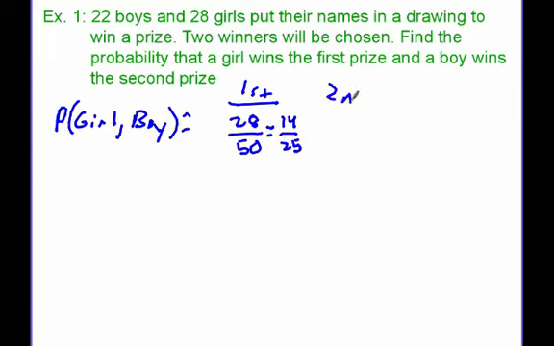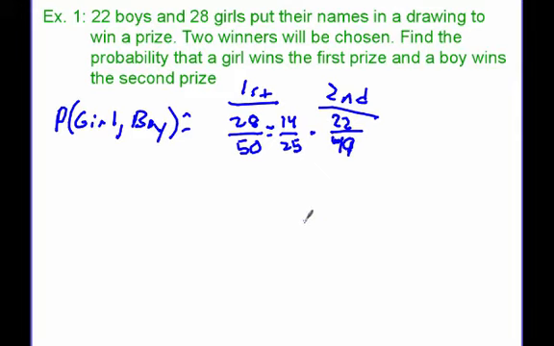For second prize, we know we want a boy to win. Now, the first person being chosen is a girl, so her name has been taken out of the drawing. So now there are only 49 names to choose from, because you can't win both first and second prize. Once that girl was chosen as a winner, her name gets pulled out of the drawing. That does not change how many boys there are, so it still says 22 over 49.